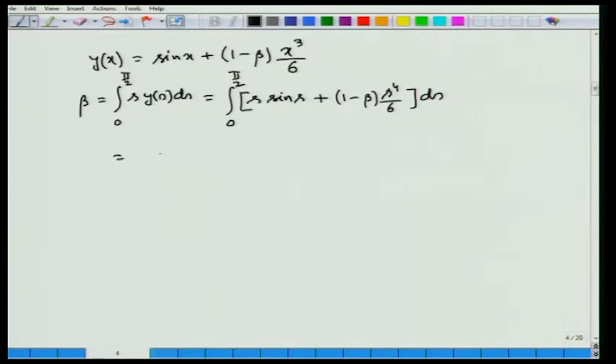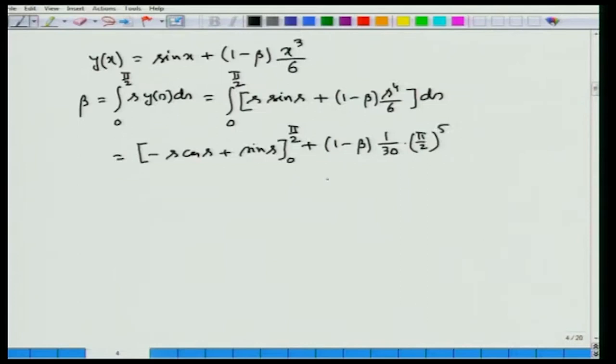And after integration, you can find [minus s cosine s plus sine s] limit 0 to pi by 2 plus (1 minus beta) times 1 by 30 into (pi by 2) whole to the power 5. And from here you will have 1 plus (1 minus beta) multiplied with 1 by 30 into pi to the power 5 by 2 to the power 5. And you can verify this implies the solution for beta as beta equal to 1.